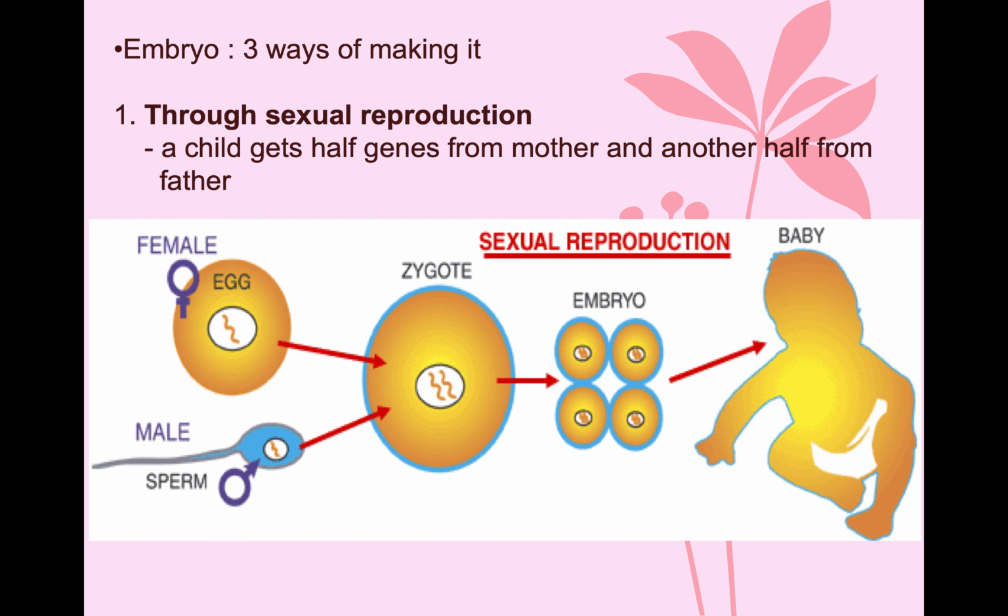To make an embryo, there are three approaches. First, which a lot of people normally know, is sexual reproduction, whereby most of the time a child gets half of the genes from the mother and the other half from the father. Kind of like, if you remember from the last chapter on transgenic animals, the homologous and non-homologous recombination.